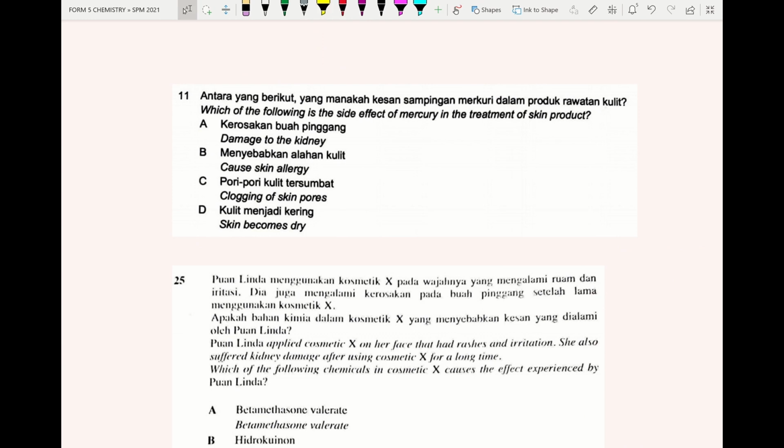All right, look at this question. Which of the following is the side effect of mercury? Mercury can damage the kidney, so the answer will be A.